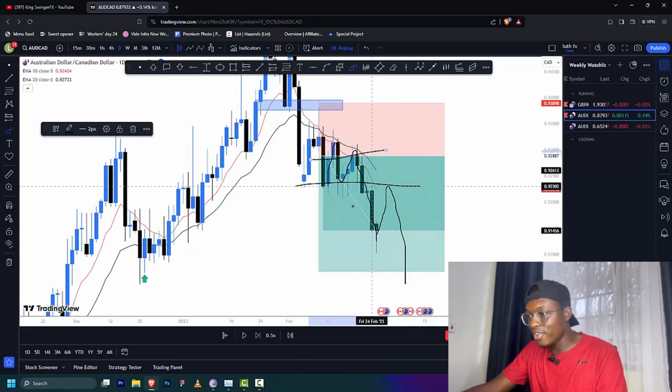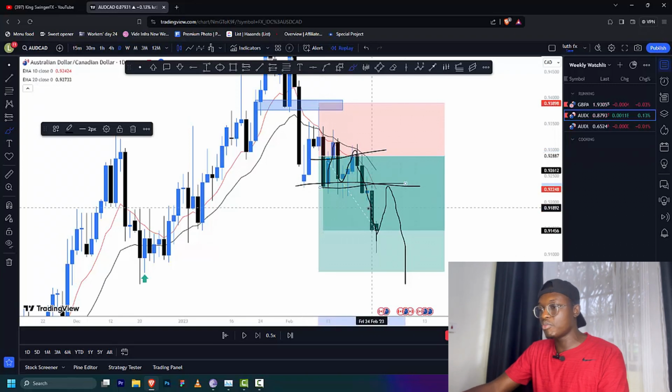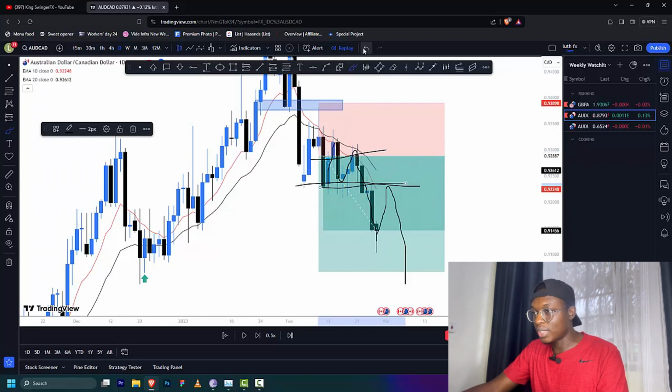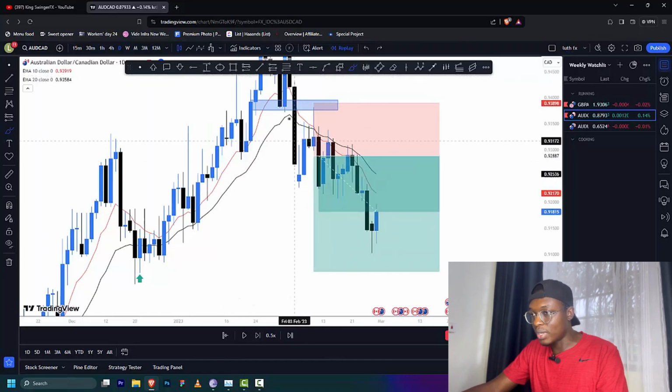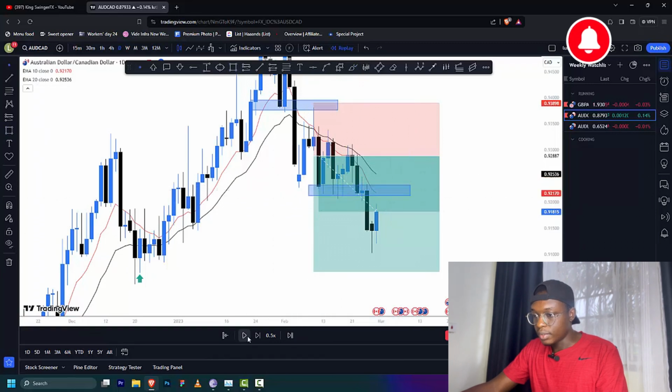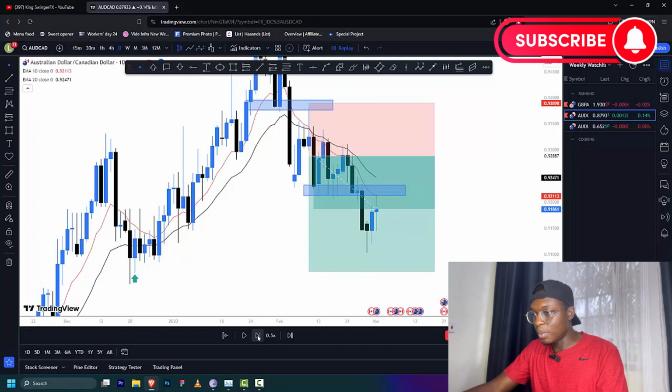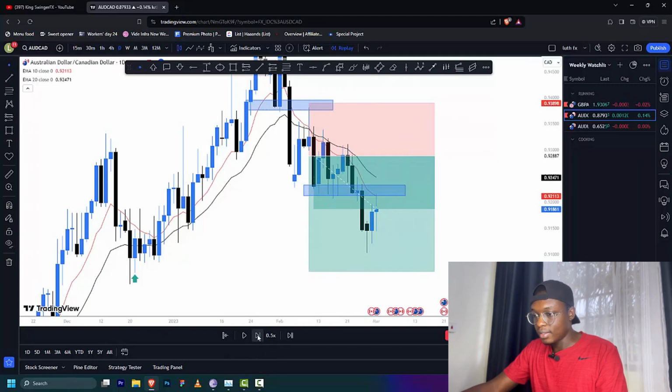After getting this entry, you can also take another entry after the formation of another M formation that we spotted here, right? Very beautiful pattern, like I said, it keeps on repeating itself over and over again. So let's see what happened. Did the market pull back to the neckline? Let me see. Like I said, this is the neckline. Beautiful. The market comes all the way back and rejects again like it did earlier on here.